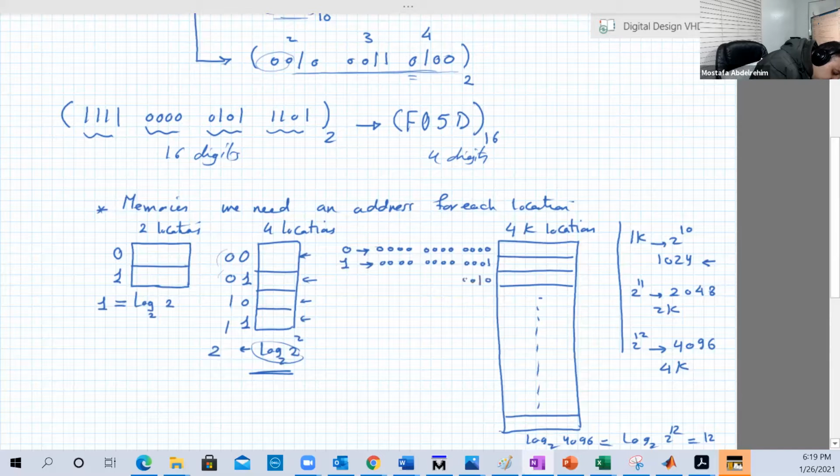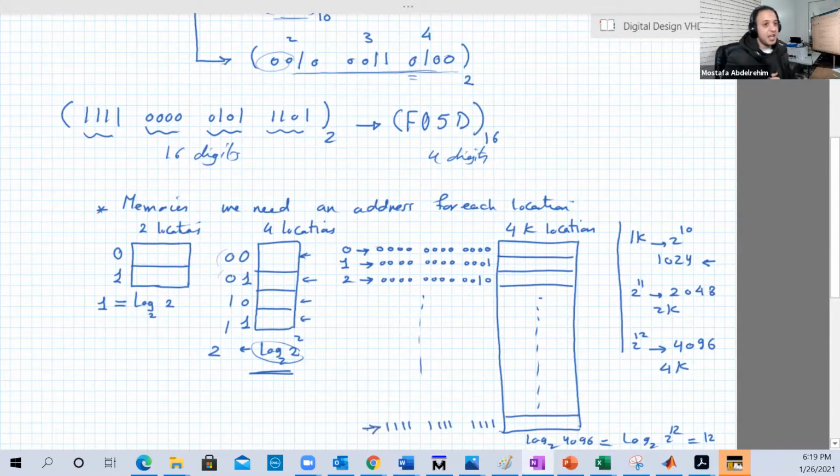Then 2 is 10. And you continue in the same way until you reach the final location, which is all ones, twelve 1s. And if we convert this to decimal, it will be 4095. Not 4096, 4095. Because we start from 0. Like here, for example, we started from 0. This is not 4. We have 4 locations. So this is 0, 1, 2, 3. Here we have 2 locations. So we started from 0 to 1, not 2.